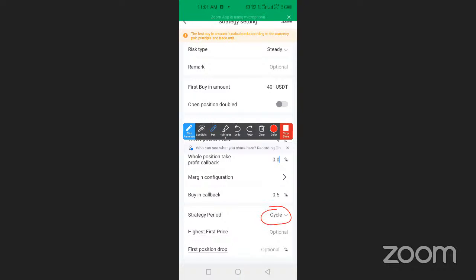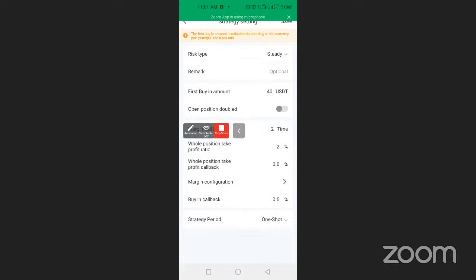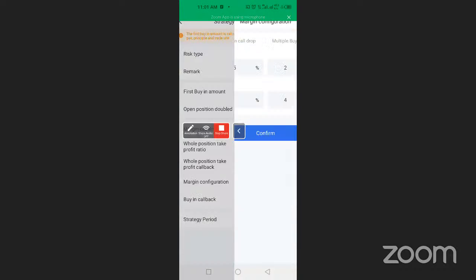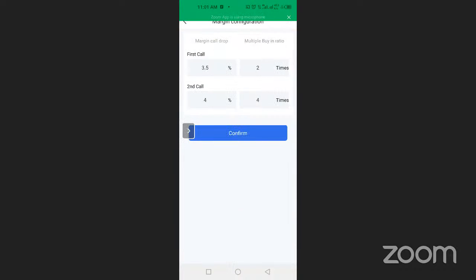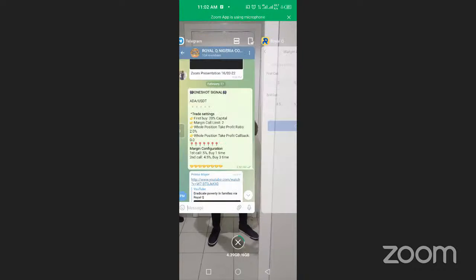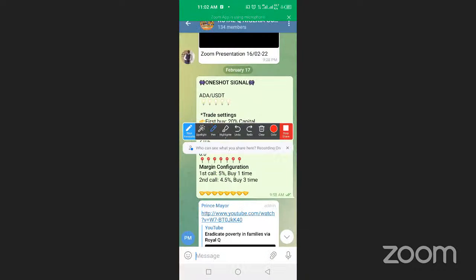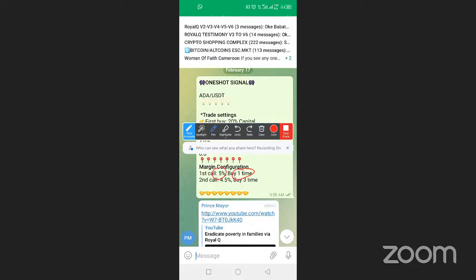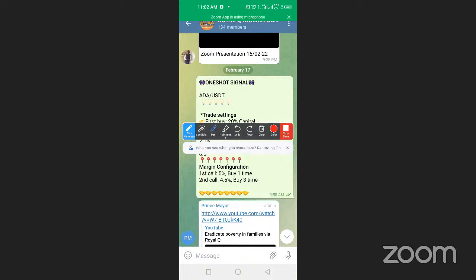Okay. And then I will go here to do the margin configuration. So change here to 1 shot, and then go to margin configuration. Here is 5%. If it drops 5%, it should buy 1 time. Then if it drops 4.5, it should buy 3 times. That's what it means here. See it here, it says first call 5%, buy 1 time. Then the second call 4.5, buy 3 times.